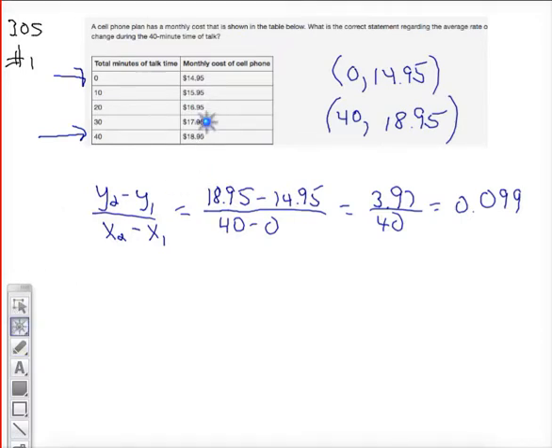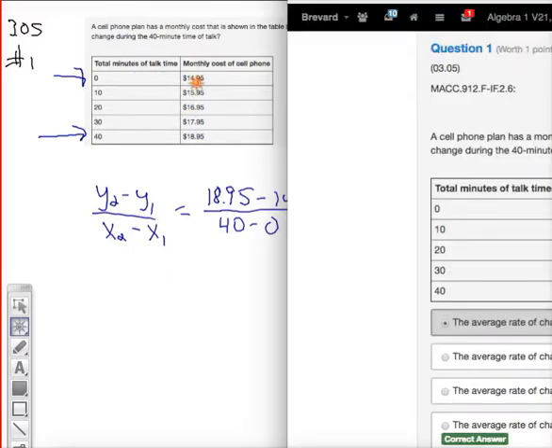Now, the issue here is we're talking about money. If you look at this second column here, we're looking at money. So 0.099, we've got to deal with that as money, so this is going to round up a little bit. This is going to be 0.10 or 10 cents. So every minute, we're going to go up 10 cents, and that kind of looks like what it's supposed to be. I would say the average rate of change is 10 cents. Every minute of talk time, the monthly bill increases by 10 cents. That's it. I hope that part helps.